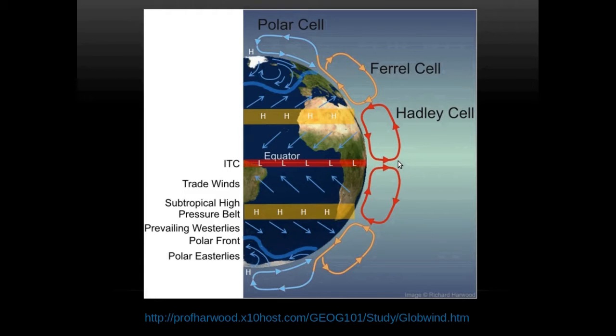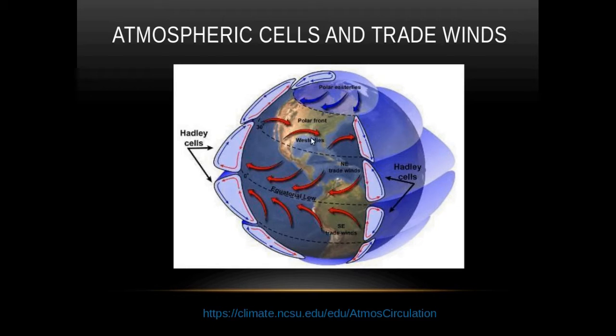Let's take another global view. Here is a bit of a 3-dimensional view. We have the same cells and the same bent arrows, only this time they're labeled. We have the polar easterlies, the westerlies, the northeast trade winds, the southeast trade winds. These are the trade winds of the Earth, and the trade winds come from these cells. The cells and the direction of the cells are responsible for the trade winds.